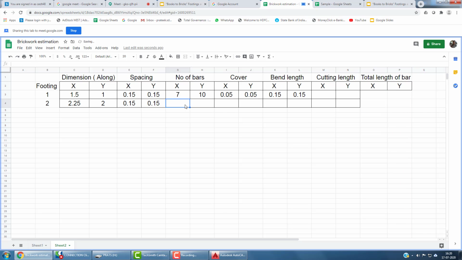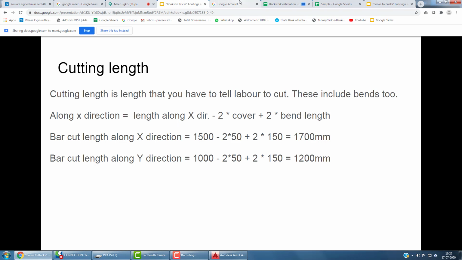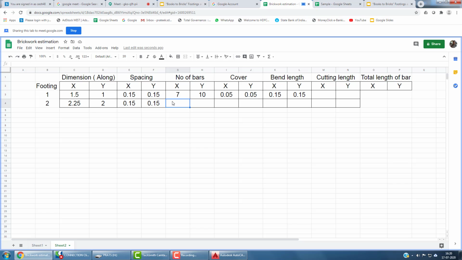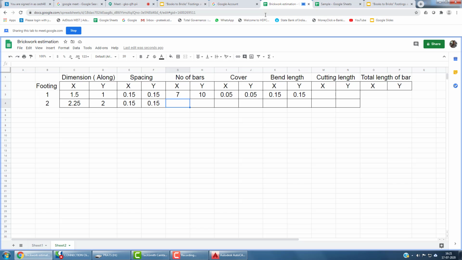Do you want me to write the formula again here? Anybody? For the second one, can I just copy paste, or you want me to write the formula again? Yes, should I write the formula again? I don't know if you guys are active, but I'll just write the formula again for you guys.